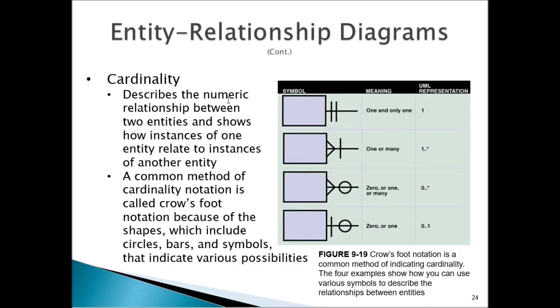So cardinality describes the numeric relationship between two entities and shows how the instances of one entity can relate to the instances of another. That's referred to as cardinality. And there's a diagram with what's called crow's foot notation on the right here.